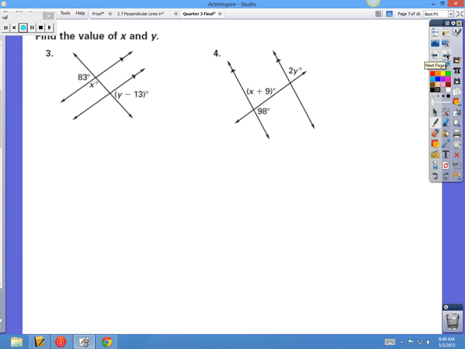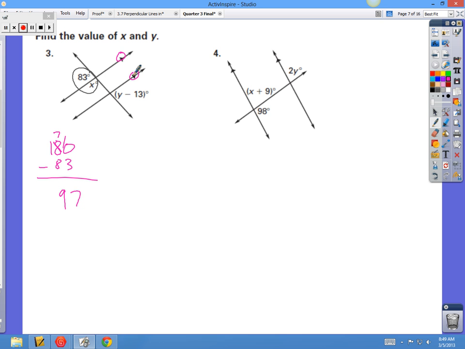Okay, back to some geometry stuff. So find x and find y. Maybe I'd start with x right here, because those two are a linear pair, so they must add and give you 180. So if I take the total 180 and subtract what's being used, subtract 83, you should get 97. So x has got to be 97.